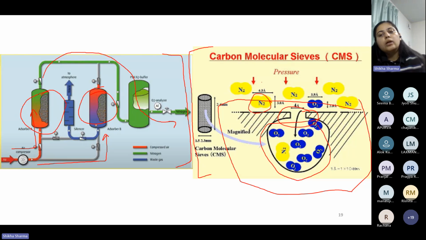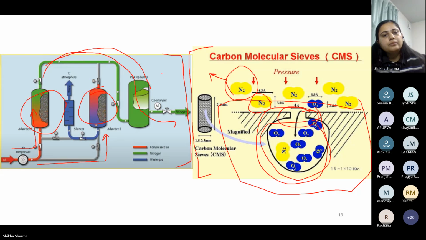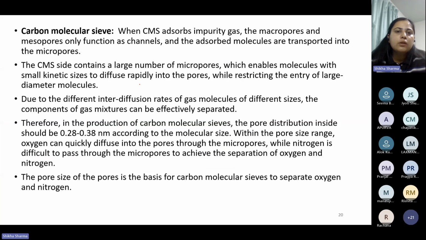So the other components of the air mixture will be inside the sieve, and the bigger molecule, nitrogen, will be outside and separated out, and we can collect nitrogen from here.